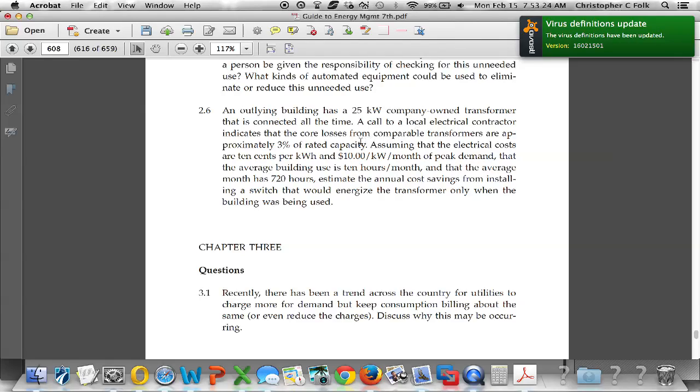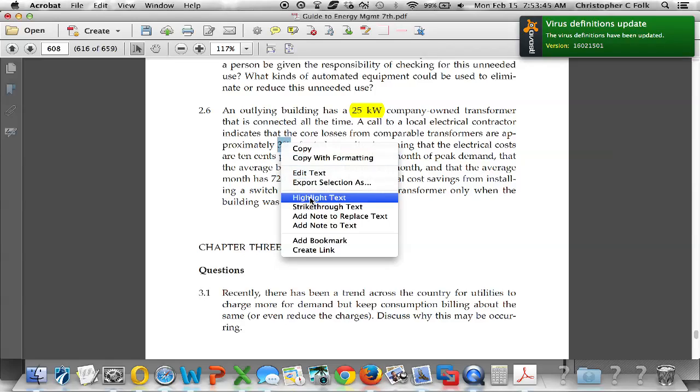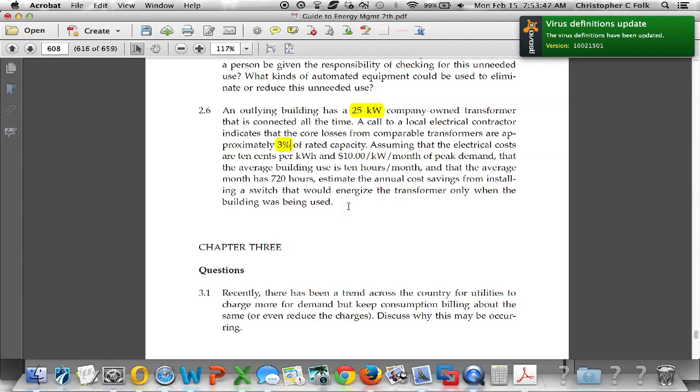A call to the local electrical contractor indicates that the core losses from the comparable transformers are nearly 3% of the rated capacity. So 3% of the 25 kilowatts, I'm going to highlight both those numbers because we're going to need those numbers. So 3% of the rated capacity is what will be wasted when the transformer is just sitting there, not doing any work.